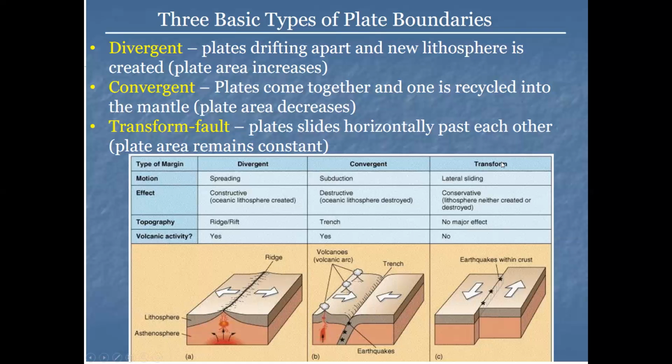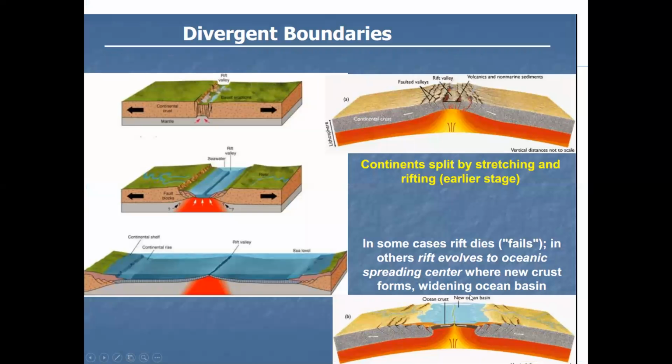Then you have the transform plate boundary, which largely involves lateral sliding, right? Lateral sliding in different directions or in the same direction but at different speeds. So these are considered to be conservative because no lithosphere is created or destroyed. This does not result in major topographical effect, but it can trigger things like earthquakes.